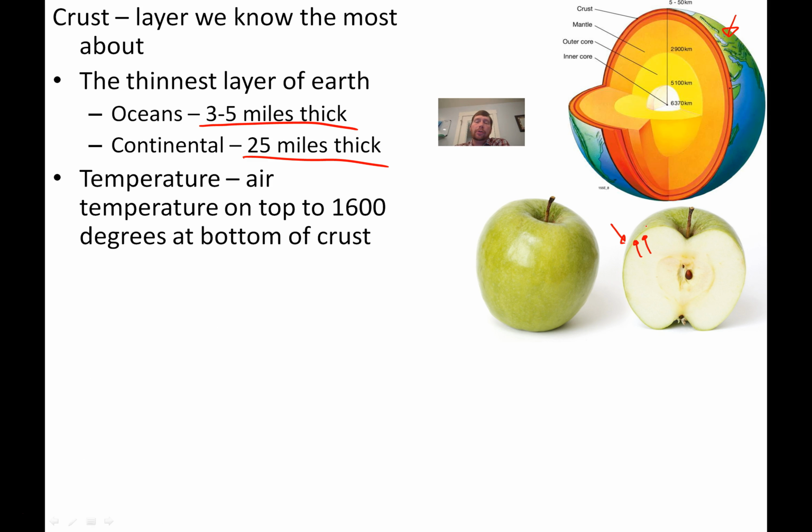Now, the temperature of the crust has pretty good variation. At the top of the crust, it's whatever the air temperature is at that given time. So if the temperature outside is 70 degrees, that's the temperature of the crust at the top. When you get down to the bottom of the crust, 3 to 5 miles down in the ocean or 25 miles down on the continents, the temperature rises to 1600 degrees. So at the bottom of the crust, it's really, really hot.